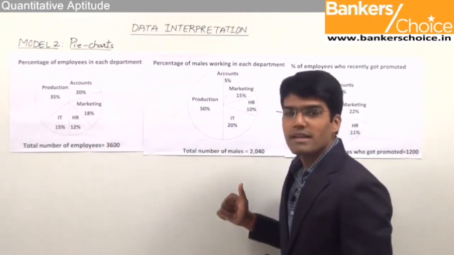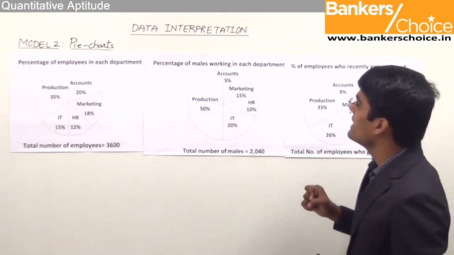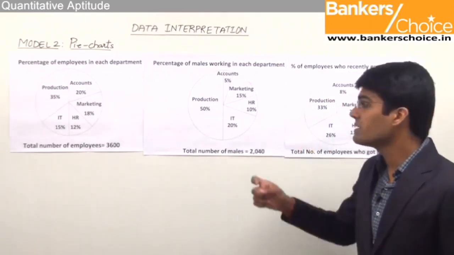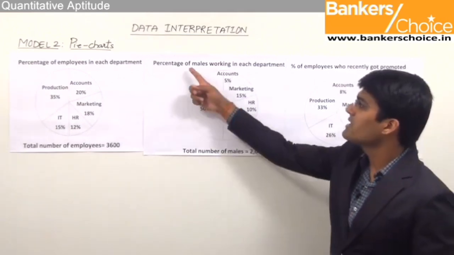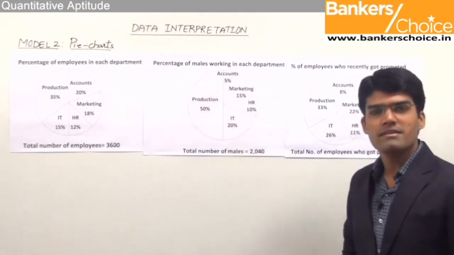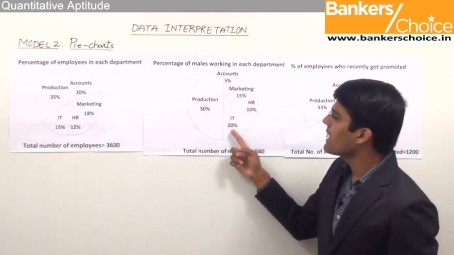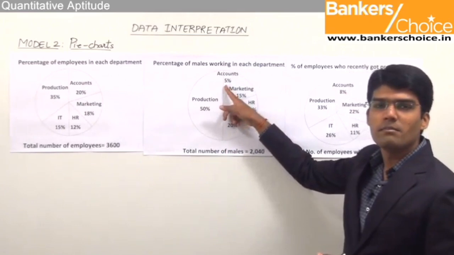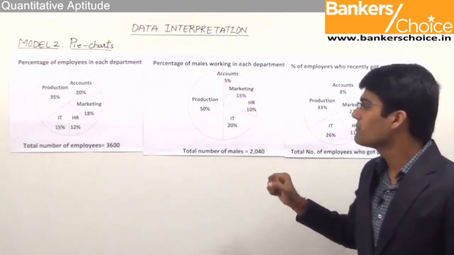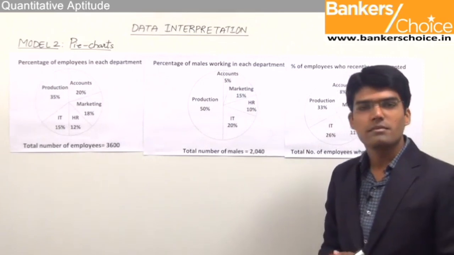Let us look at the second pie chart. What is the information given here? This says percentage of males working in each department. Now this pie chart is talking about males working in each department. Percentage of males in each of the departments is given to us. Again, the departments remain same: accounts, marketing, HR, IT and production. Now in accounts, there are 5% male employees. In marketing, 15%, HR 10%, IT 20%, production 50%.